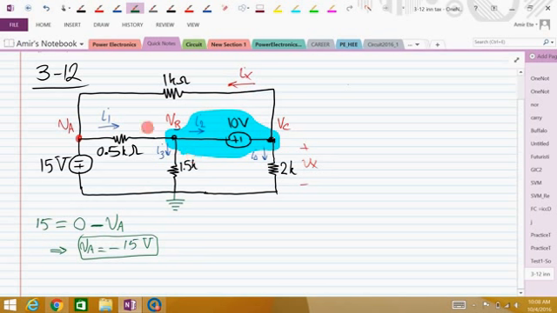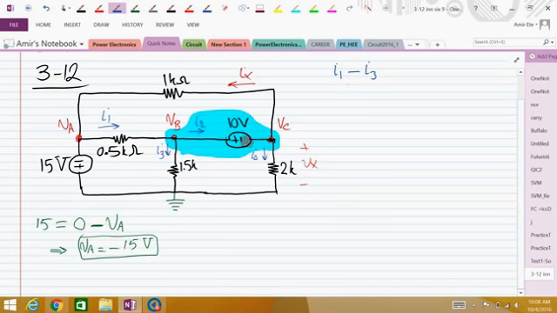If you look at the super node, I1 enters the super node, I3 leaves the super node. So I1 enters positive, I3 leaves negative. I2 is inside the super node, so I don't care. It doesn't appear in my KCL, it is inside, it doesn't go out of the boundaries of the super node. So the super node should include the two adjacent nodes to it.